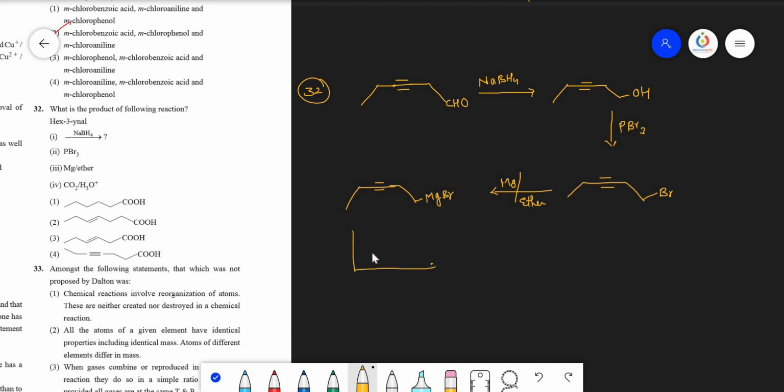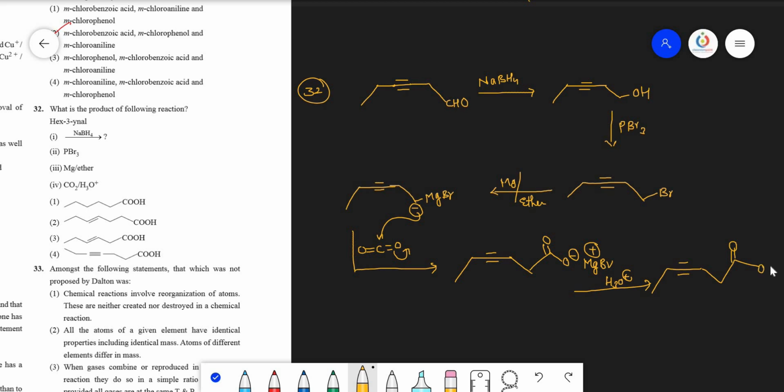This reacts with dry ice, that means carbon dioxide. The carbanion attacks here and eliminates like this. So we get this, and now an extra carbon has come. Now this on acidification, H3O+ is given here, so we get the molecule. So this is the molecule.